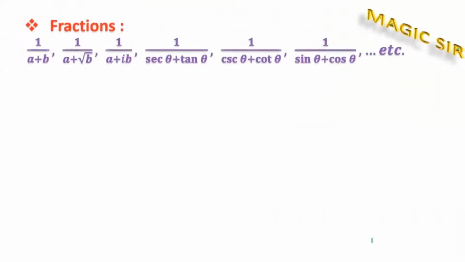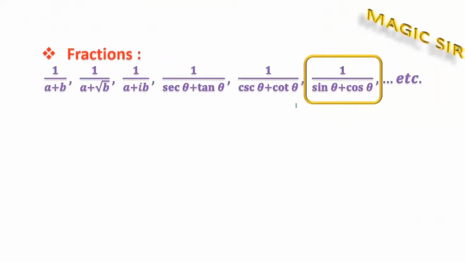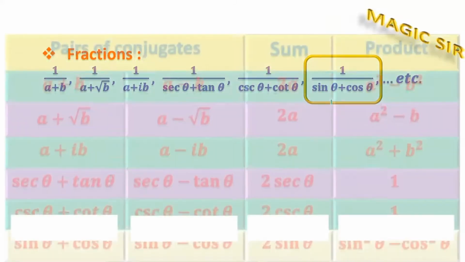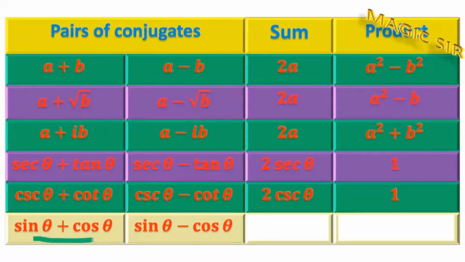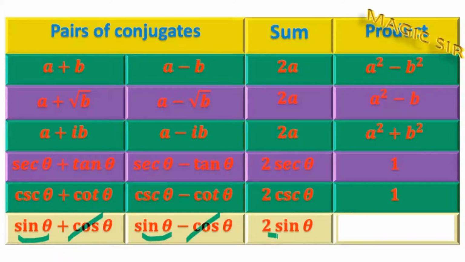Now look at the fraction 1 upon sin theta plus cos theta. The conjugate of sin theta plus cos theta is sin theta minus cos theta. Their sum is equal to sin theta plus cos theta plus sin theta minus cos theta, where positive cos theta cancels with negative cos theta. Therefore, the sum is equal to twice sin theta.